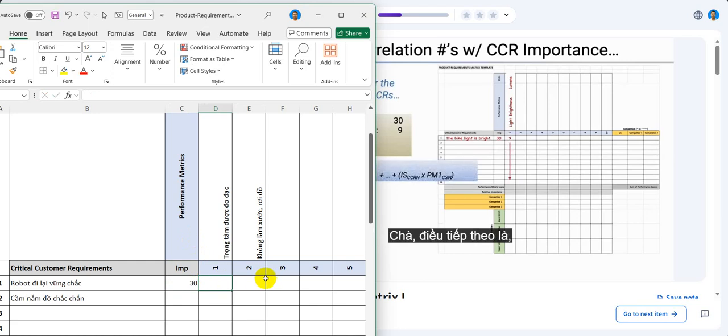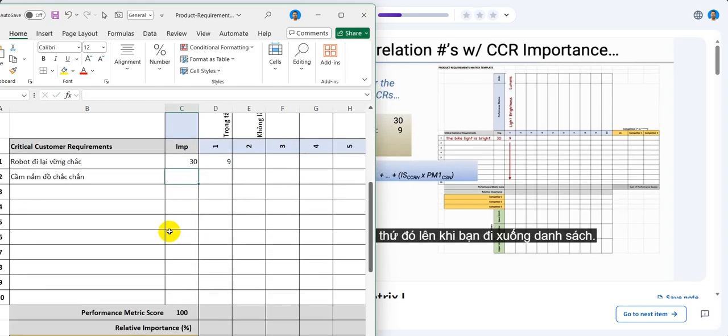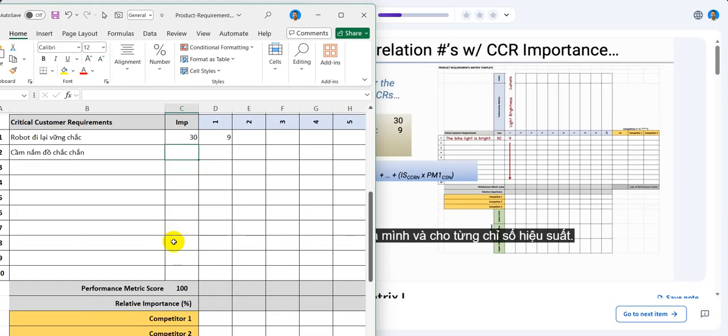Okay, now what? Well, the next thing is you just go down the list. You develop the performance score for each one of your CCRs based on its importance score, multiplied by the performance metric that you gave it, and then you just add all those things up as you go down the list. You'll do that for each one of your CCRs and for each one of the performance metrics. What you'll do then is you'll put the total score in this box right down here at the bottom.